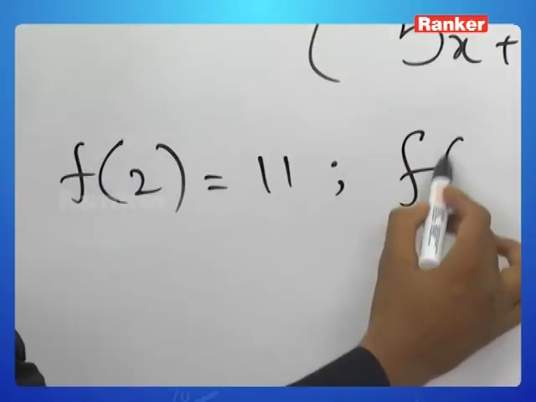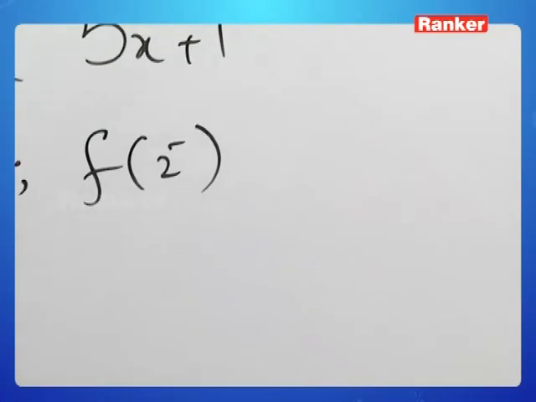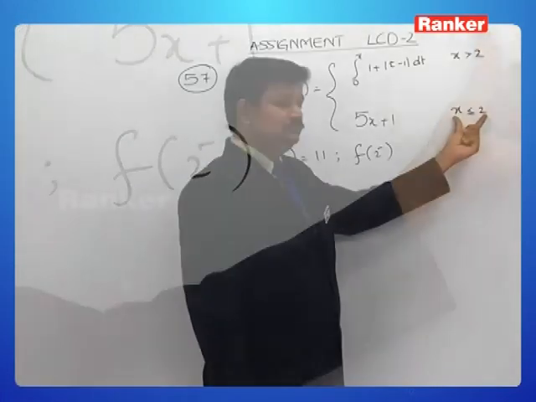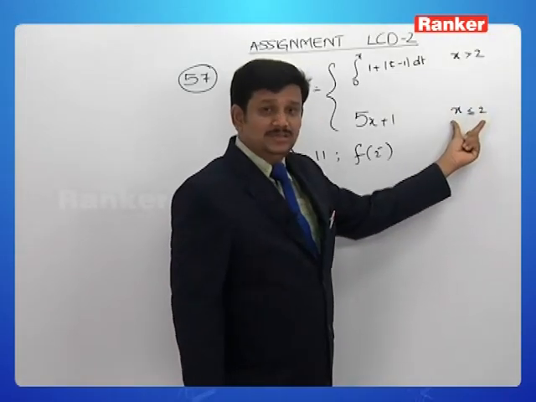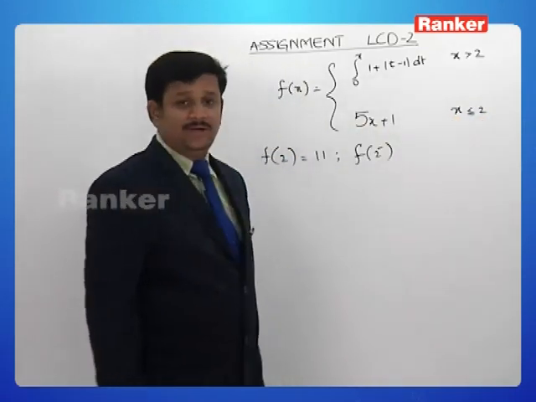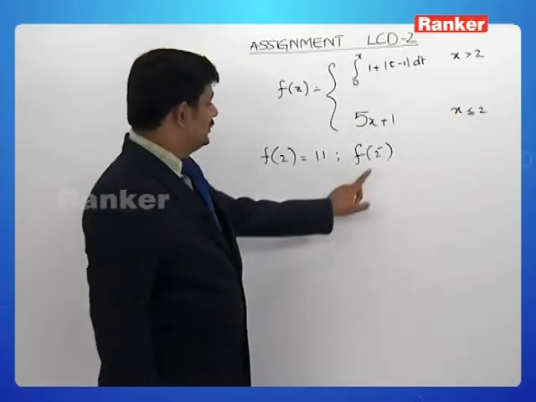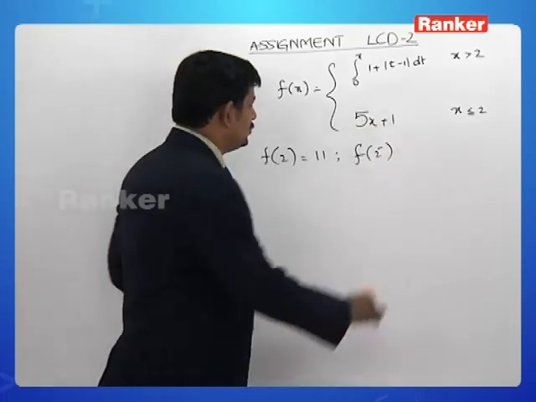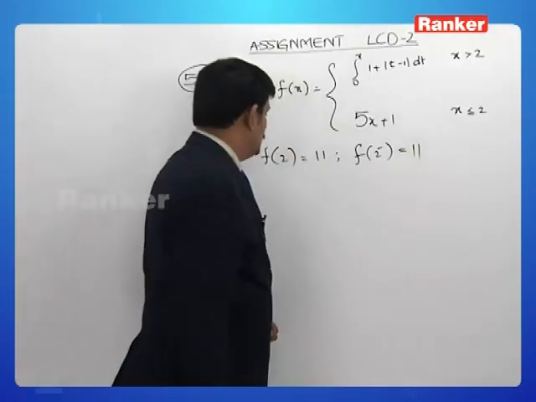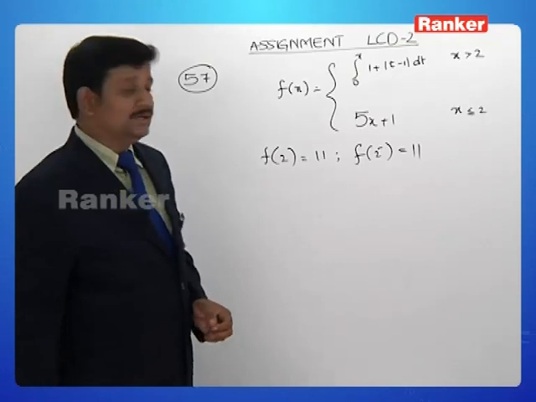F of 2 minus: whenever x is slightly less than 2, f of x is given by 5x plus 1. So the limit as x tends to 2 minus of 5x plus 1 is also 11. F of 2 is the same as f of 2 minus.